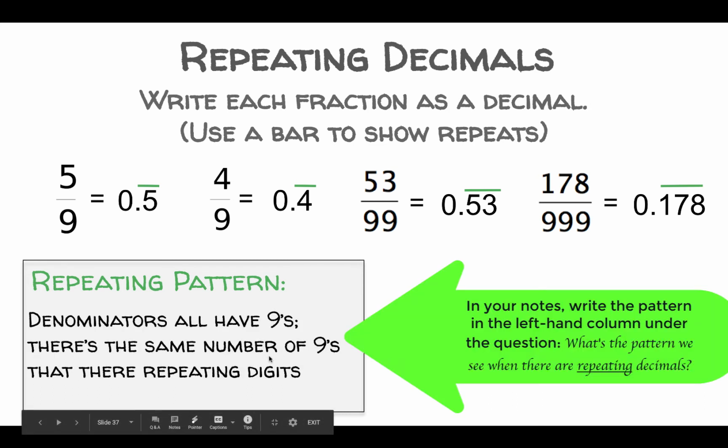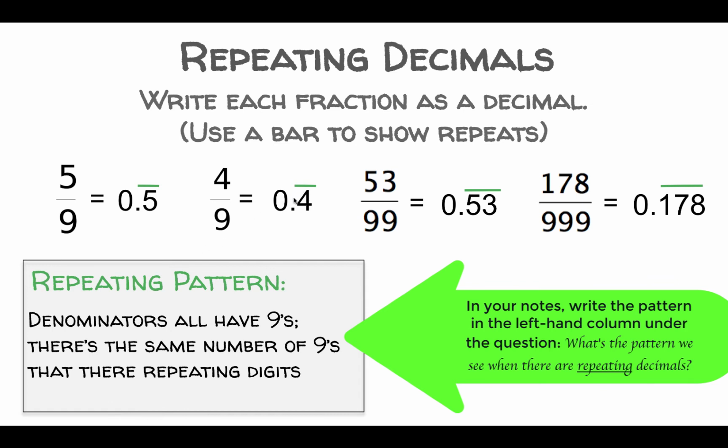The denominators all have 9, and there's the same number of 9s as there are repeating digits. So for example, the 5 repeats, there's 1 9. The 4 repeats, that's 1 digit that's repeating. My denominator's a 9. There's 2 digits that are repeating. My denominator has 2 9s in it. There's 3 digits that are repeating. My denominator has 3 9s in it. So that is the repeating pattern. Go ahead and make sure you write that down off to the left in your notes, underneath the question that says, what is the pattern we see when there are repeating decimals?